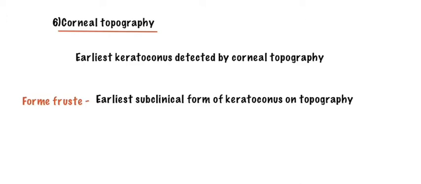So obviously the corneal surface itself has been changed here. The cornea has already distorted from its normal position. Also its shape has been changed. That is, it has changed from one shape to another. So obviously the topography will be different from that of the normal. So the earliest keratoconus is detected by corneal topography.